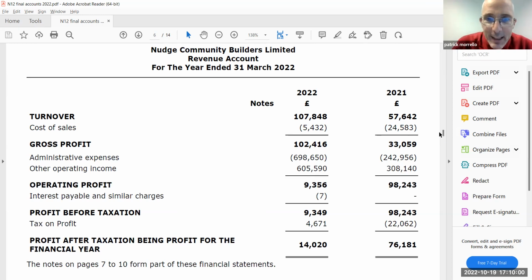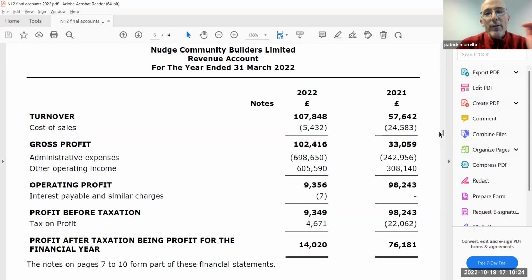So the first page here we have is the revenue account. And it's called revenue account because Nudge Community Builders is a society. If it was a company, that would be the profit and loss account, but essentially it's exactly the same thing. It is a statement showing the income and expenditure that occurred in the year ended March 22.